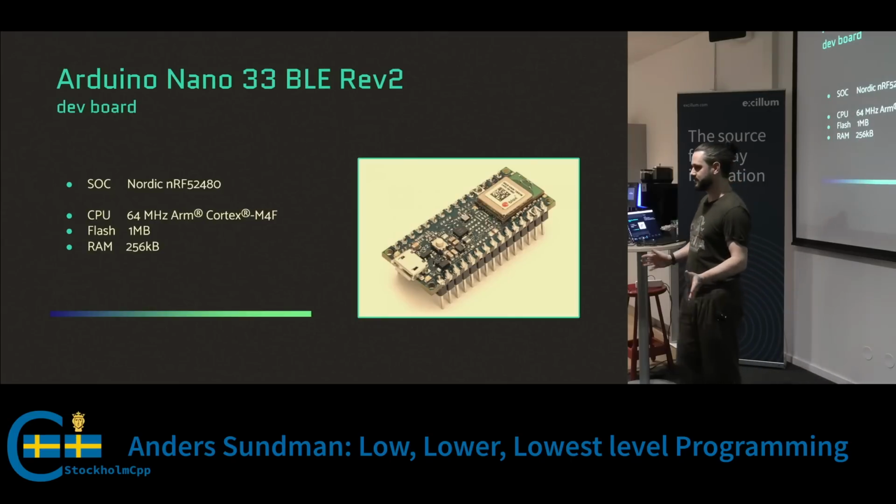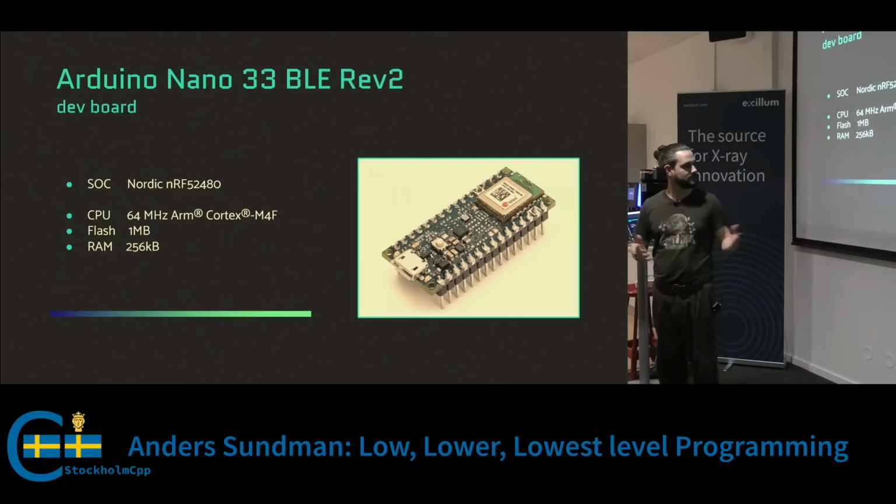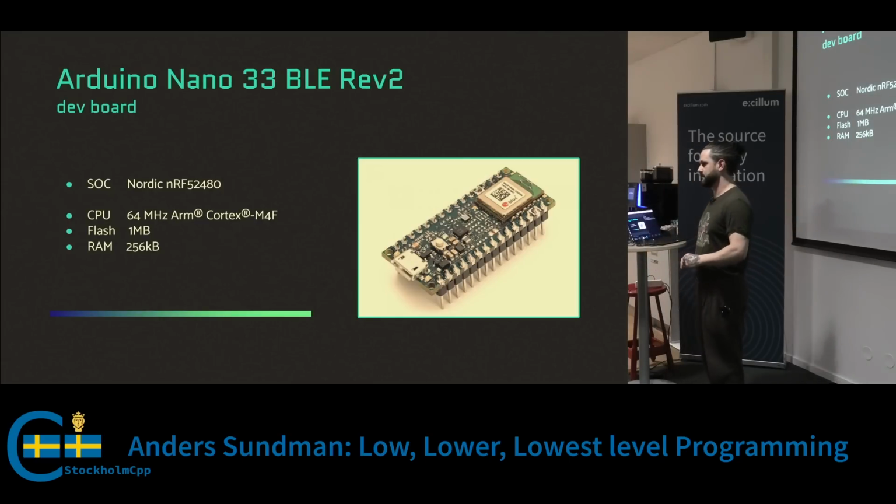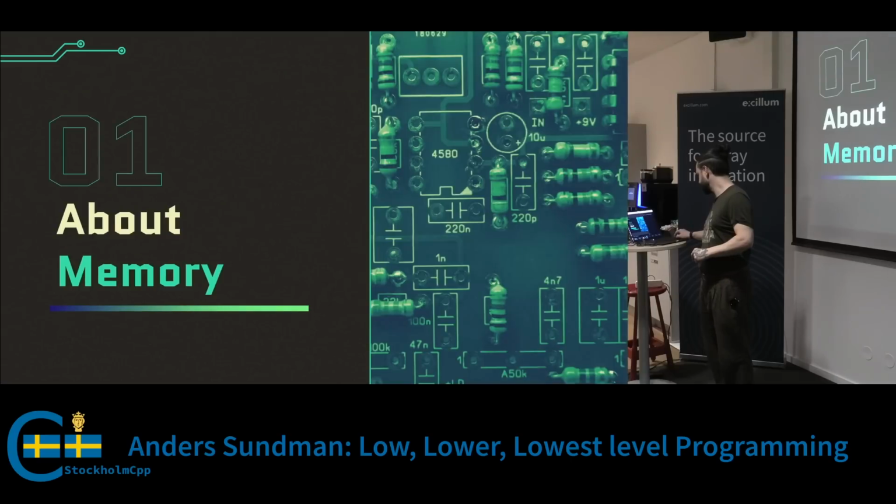I will need something to demonstrate on and use as an example. So we'll use this little nice Arduino here. It has a nice little SOC. SOC stands for System on a Chip, basically a CPU and some peripherals like a memory on the same chip. And it has a nice little ARM Cortex and some flash and some RAM. You can pick this up from wherever if you want to play with it and understand how it works after seeing this. So let's get started with memory.